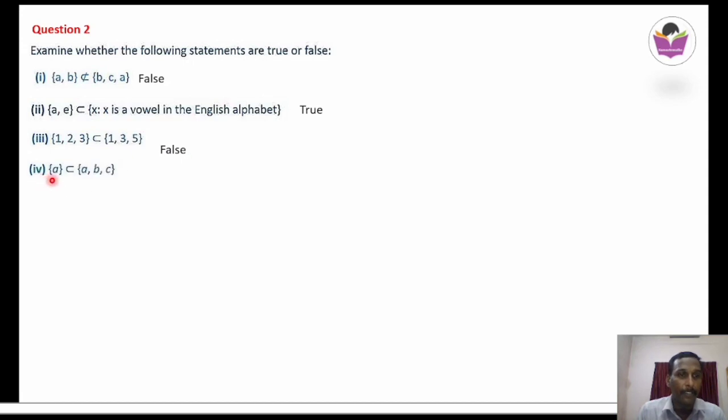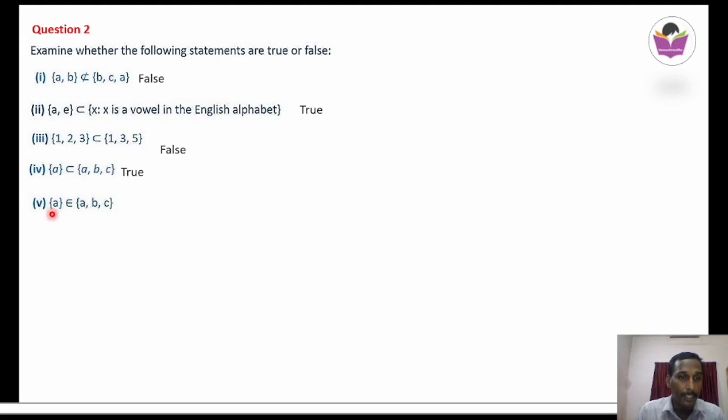Question number 4: the set {a} is a subset of the set {a, b, c}. Here you see only one element, a, and that is here also. All the elements of this set are elements of the second set, so this is a true statement. Surely it is a subset. Fifth one: the set {a} is an element of the set {a, b, c}. Here this is the symbol for element of. Element means member of this particular set.